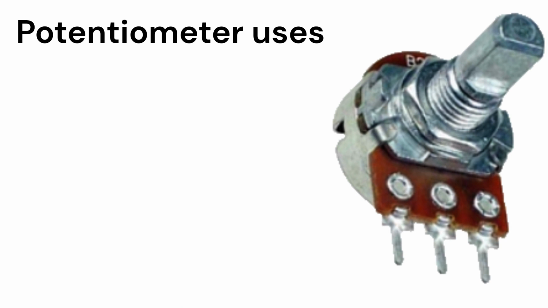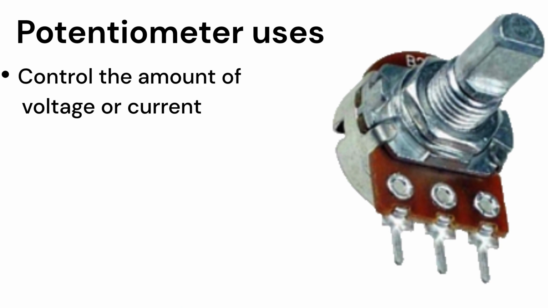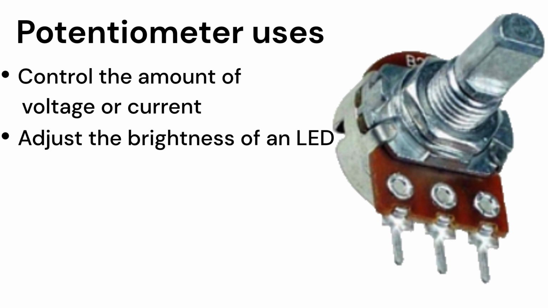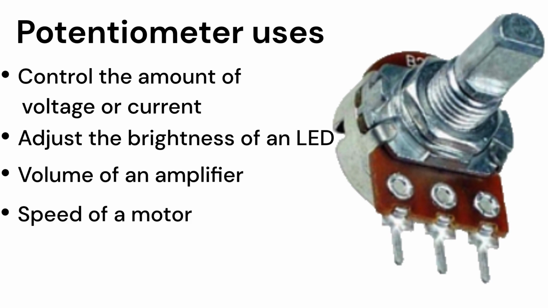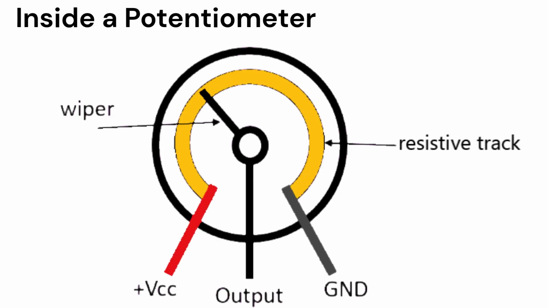Potentiometers are commonly used in electronic circuits to control the amount of voltage or current in a circuit, and can be used to adjust the brightness of an LED, the volume of an amplifier, or the speed of a motor, among other things. A potentiometer consists of a resistive element, a conductive wiper, and 3 pins.